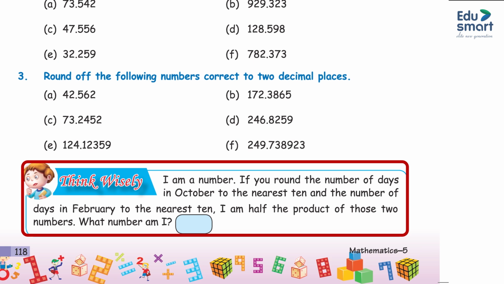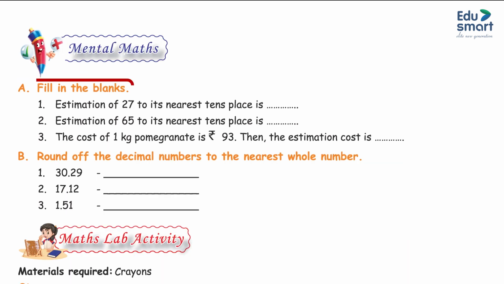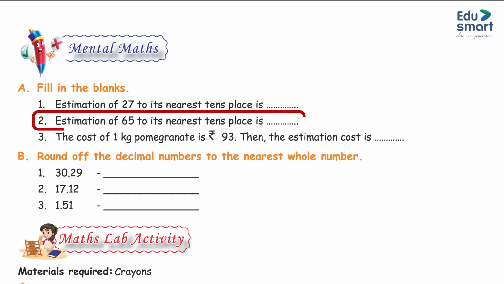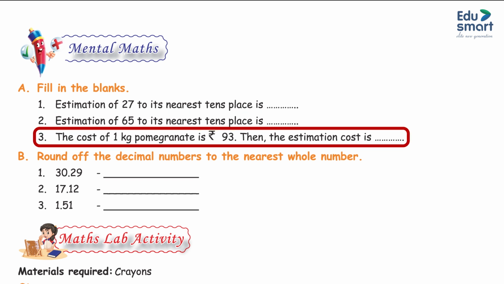If you round the number of days in October to the nearest 10 and the number of days in February to the nearest 10, I am half the product of those two numbers. What number am I? Mental math. A. Fill in the blanks. 1. Estimation of 27 to its nearest tens place is 30. 2. Estimation of 65 to the nearest tens place is 70. 3. The cost of 1 kg pomegranate is 93. Then the estimated cost is 90.